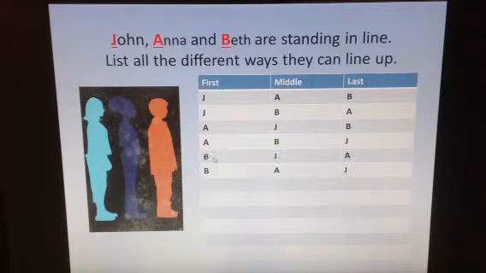How about Beth, John, Anna, and Beth, Anna, John. Keeping it organized, we see some patterns, and keeping it organized, we also know that we've used all the combinations we can and we haven't repeated ourselves or left out any.